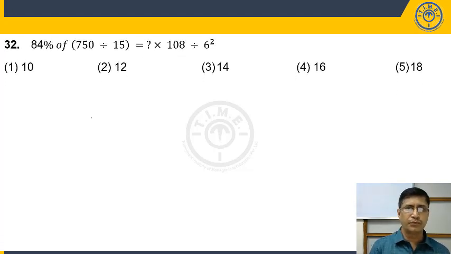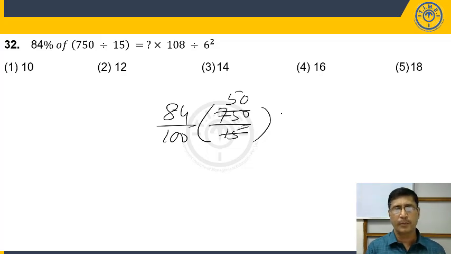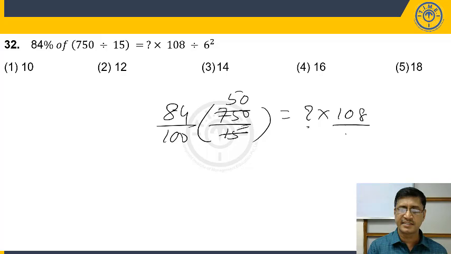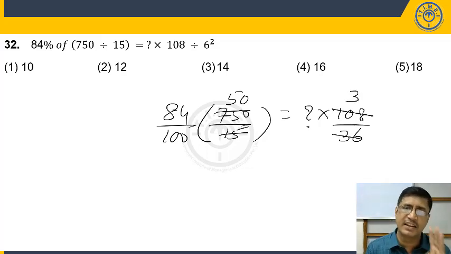84% of 750 divided by 15 is equal to the question mark into 108 divided by 6 square. Now 84%, my dear students, means 84 by 100. Now 750 by 15. 15 goes exactly 5 times in 75. Now on the right hand side, we have 108 by 6 square. 6 square means 36. 36 goes how many times in 108? It goes exactly 3 times.